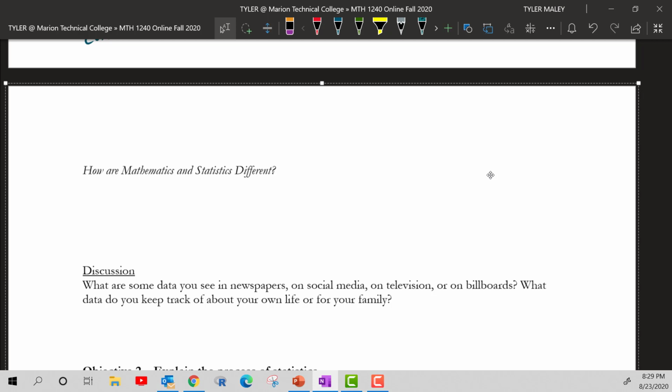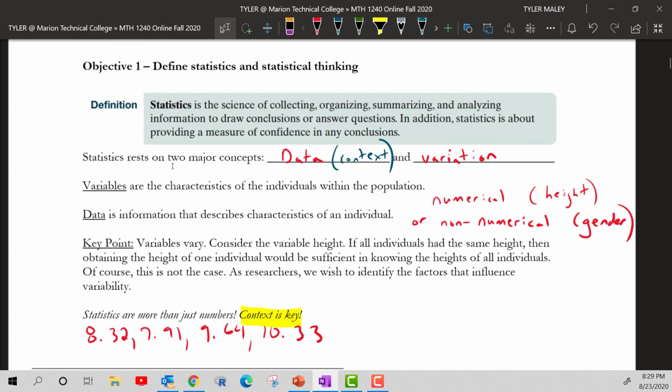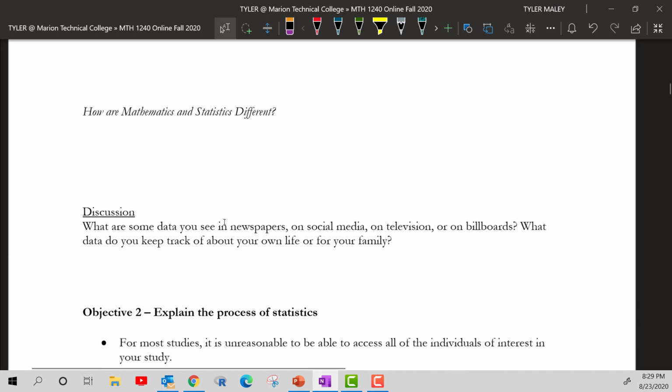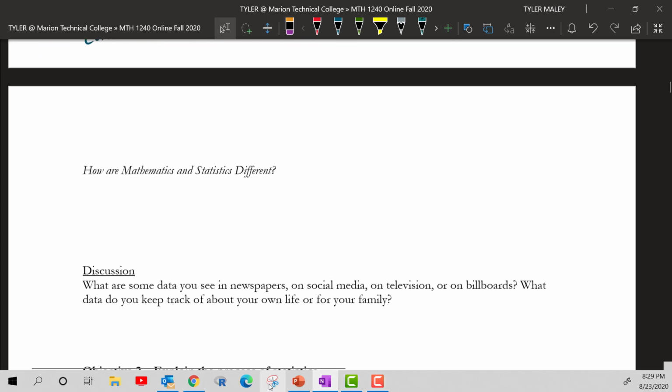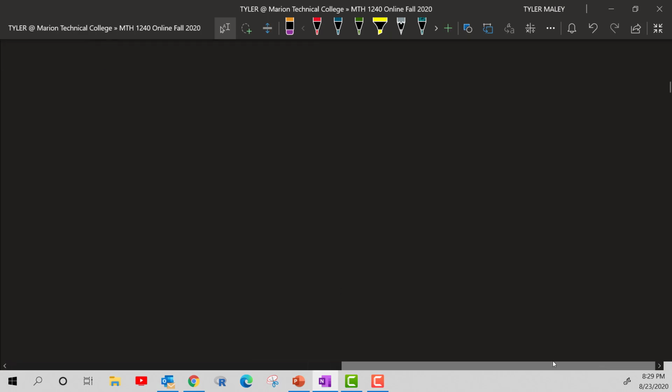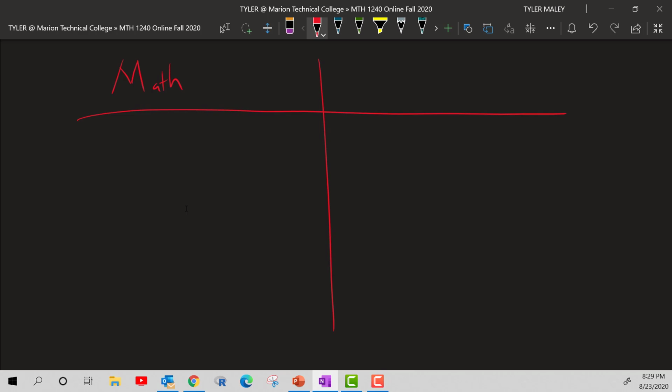One thing that sticks out to me as a difference between math and statistics is what we talked about on page 1, when we defined what a variable is. If we look up here, remember, let me highlight this, variables. Variables in statistics are the characteristics of the individuals within a population. That's how we define that. I'm going to come off to the right of the page and make these known. So we have math, and we're comparing that with statistics.